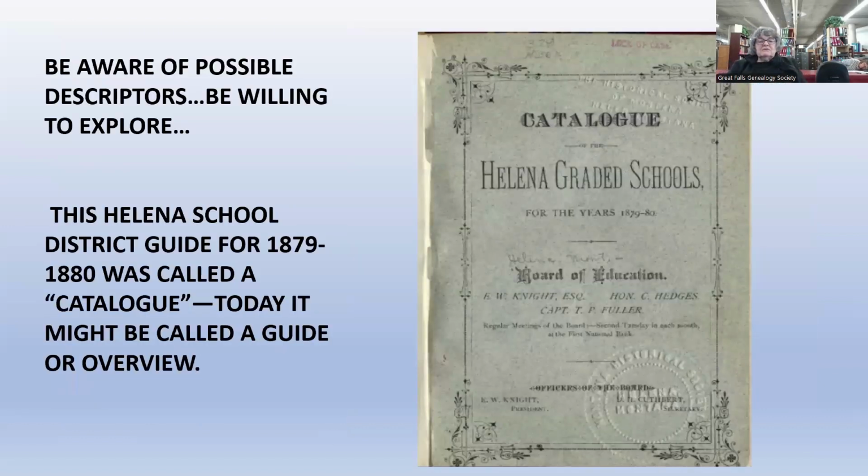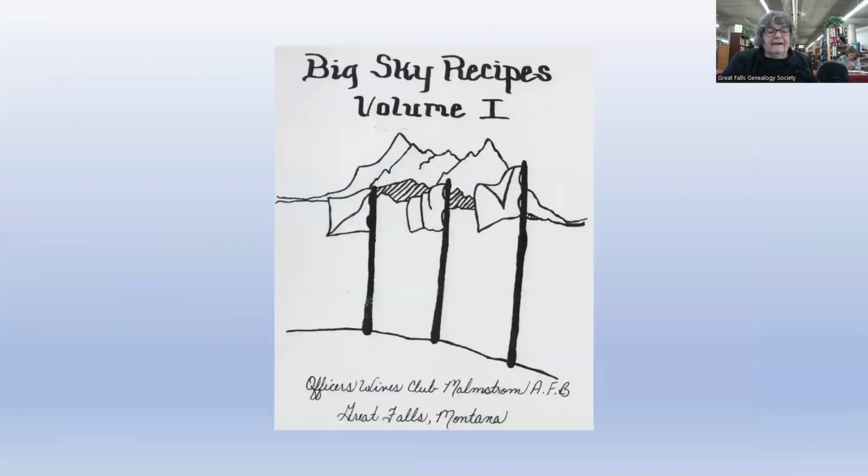And yeah, I've shown you this before, the catalog of the Helena graded schools for the years. It's a guide or an overview of what schools were available to people in Helena in 1879 and 1880. In Great Falls here, we have Malmstrom Air Force Base, and it would surprise you to find out, or maybe it wouldn't, that some of their addresses are necessarily classified.